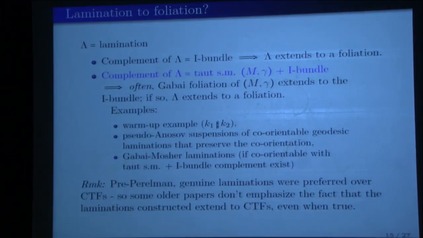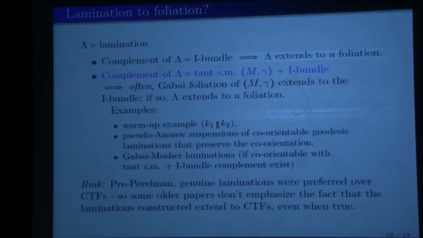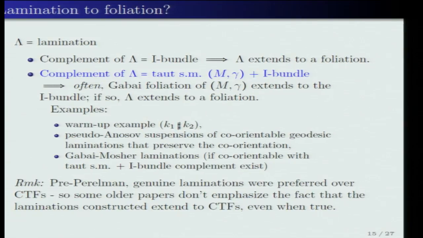So one moral of this game is, well, if I start with a lamination and I notice that the complement is an I bundle, then I just add product foliation to get a foliation. But often I don't need things to be that constrained. So if the complement of gamma is a taut sutured manifold together with some non-compact I bundles, often the Gabai foliation can extend to the I bundle. So you have the sutured manifold, just play the Gabai game. Typically, the foliation, well, I shouldn't say typically. I'm not sure if I should say often, but as long as when you go into the cusp, you can find properly embedded in the leaves copies of R, then you can play this game and extend to a foliation.